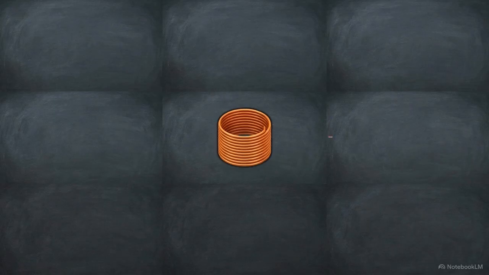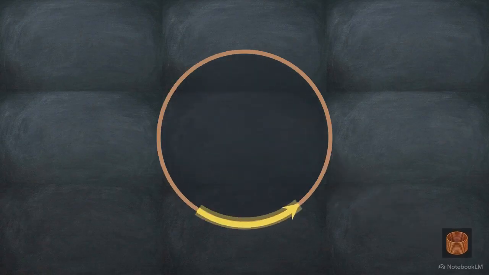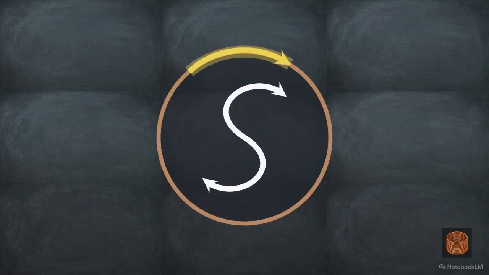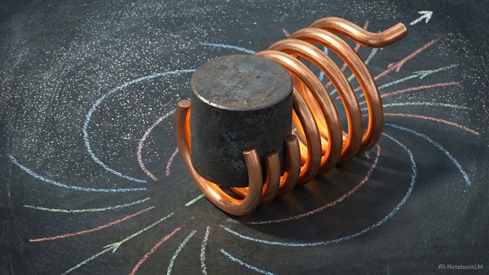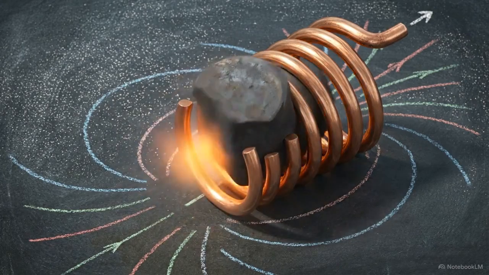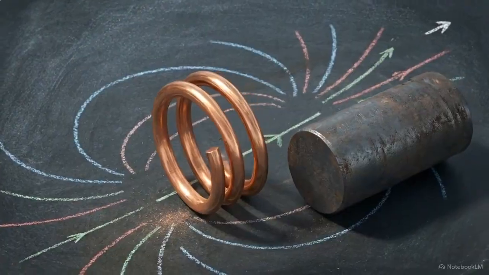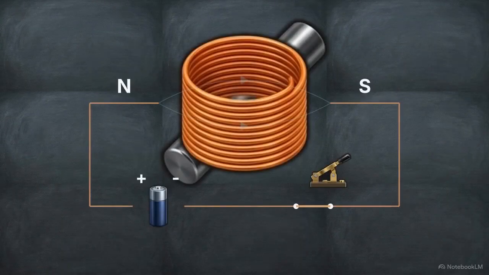To determine the poles of a solenoid, we look at the face of the coil. If the current flows anticlockwise, that end acts as the North Pole. If it flows clockwise, it is the South Pole. To upgrade a standard solenoid into a true electromagnet, we insert a soft iron core directly into the center of the coil. Iron has high magnetic permeability. It catches the solenoid's magnetic field and magnetizes temporarily, multiplying the overall field strength.